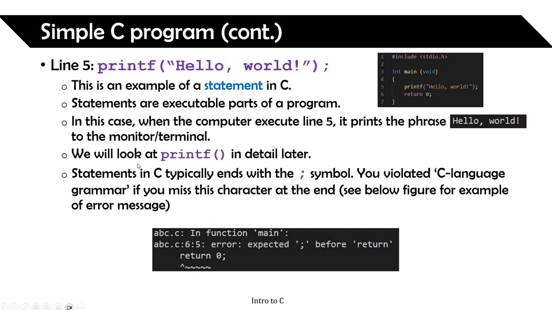We will look into more details about printf. One of the important things is that statements in C must end with a semicolon. The semicolon indicates the end of one statement. If you miss this character, you violate the syntax, the grammar, and when you run, you will get an error message. You can try with the online compiler. If you remove the semicolon at the end of every statement, it will throw an error. So these are some of the important things that you must have.